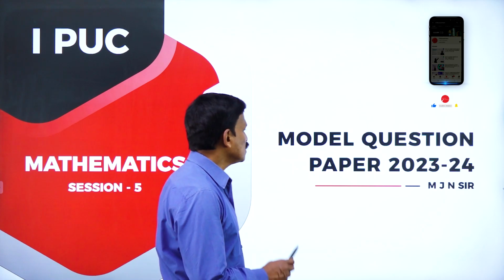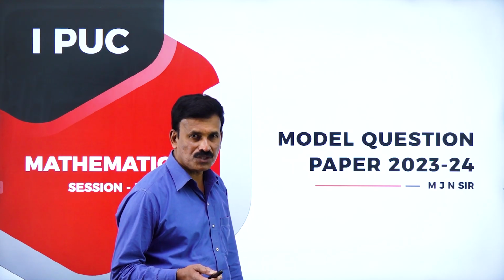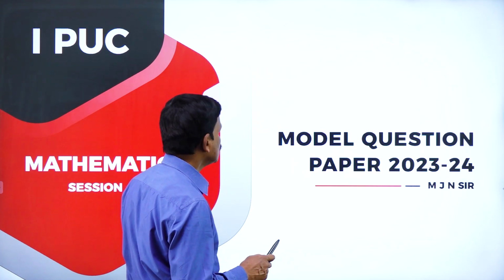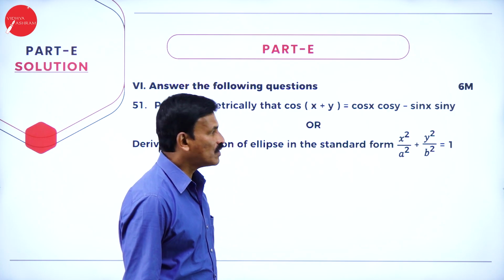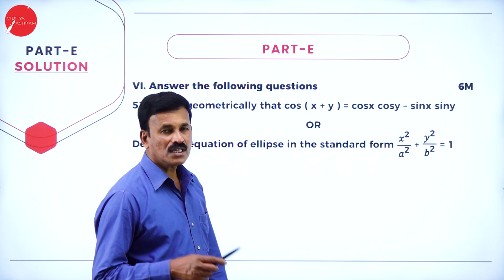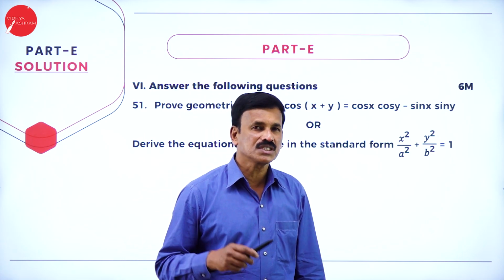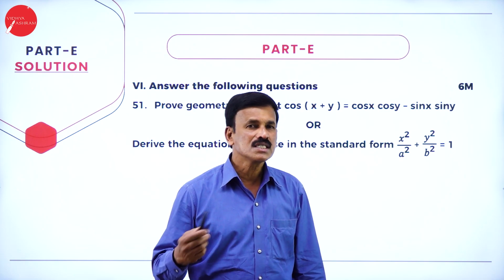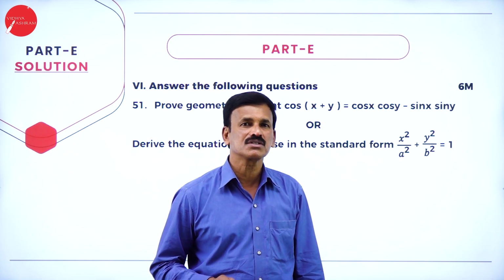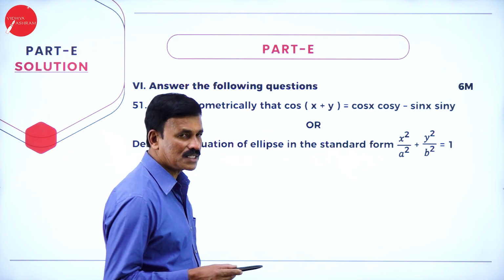In first PUC Mathematics, we have discussed 4 parts. Now today I am going to discuss Part E, the last part. This is for 10 marks. There are internal choice questions here: one 6 marks question and another 4 marks question. For the 6 marks question there is an internal choice. Similarly for the 4 marks, one internal choice question. This is very important. You may expect this question in your final examination.